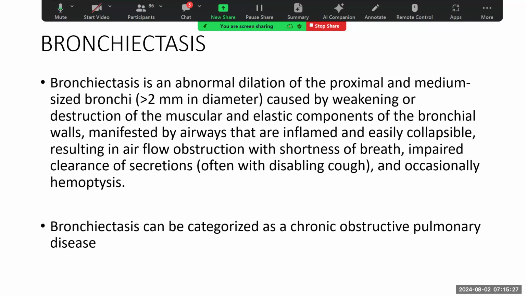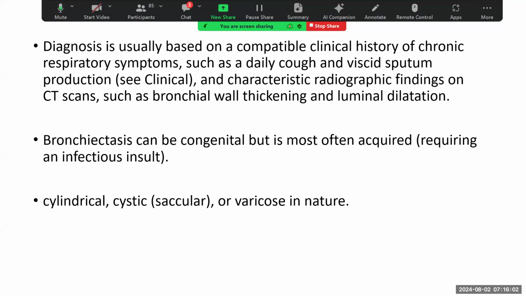So bronchiectasis. Bronchiectasis is defined as abnormal dilatation of the proximal bronchi. So bronchiectasis can arise as a complication of COPD when there are recurrent infections, and then the inflammatory process also leads to increased mucus production in the airway, and then can cause narrowing of the airway. So there is weakening or destruction of the muscular and elastic components of the bronchial walls, manifested by airways that are inflamed and easily collapsible.